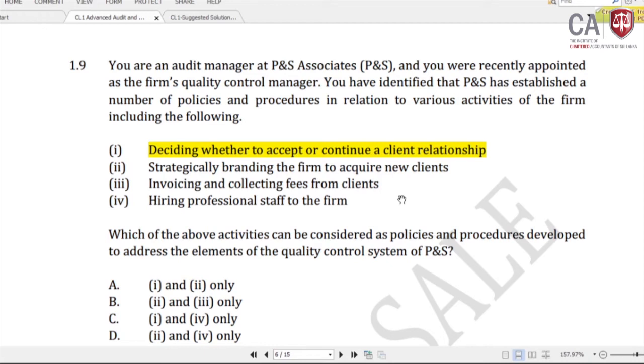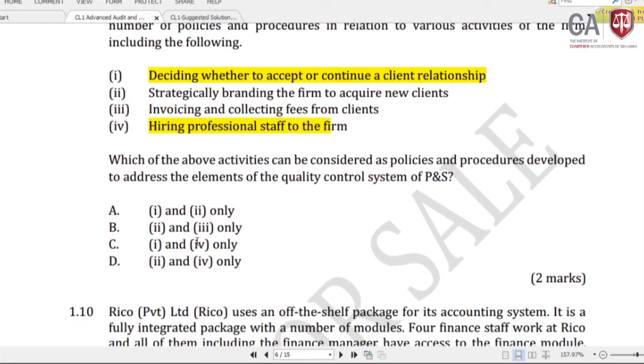And the 4th, hiring professional staff to the firm. Recruitment, human resource policies. So that is a quality control activity. Actually, in order to answer this question, you need to have good knowledge about quality control. Because this is an overall question, not a specific question, if you haven't understood the concept of audit quality, this question is a difficult question for you. Right, 1.9. So the answers will be 1 and 4. So that is given in answer C.